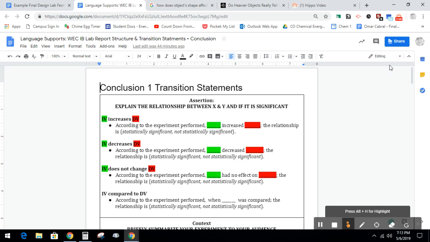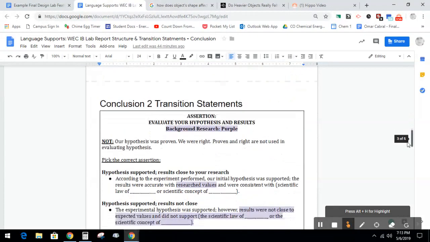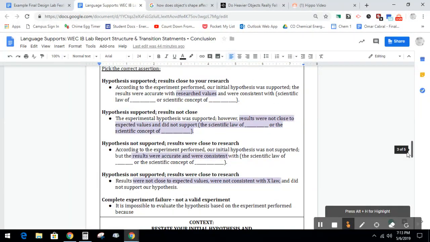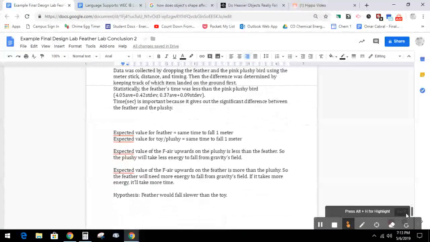So when they go to look at their assertions, right, they need to be working on conclusion 2. So we're going to come down to page 3. Their hypothesis is supported. So it's not a valid experiment. They need to pick this one. It is impossible to evaluate the hypothesis based on the experiment performed because this is the right assertion in this case, because they changed too many things at once.